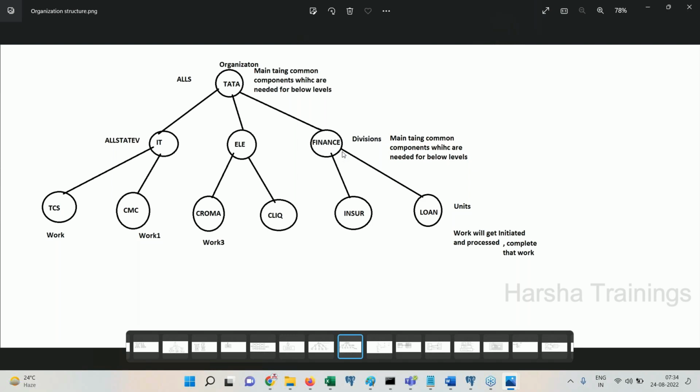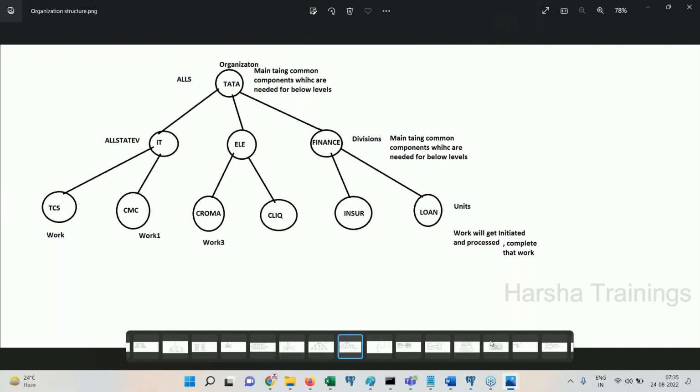Then division doesn't have any ability to initialize business transaction. It will supply the needed components for units. Then what is it going to be? Is division abstract or concrete? Division is abstract. What about organization? Obviously abstract. Organization and division are abstract levels. Unit is the one which is concrete class.